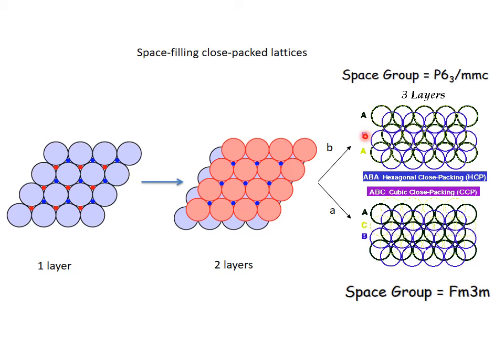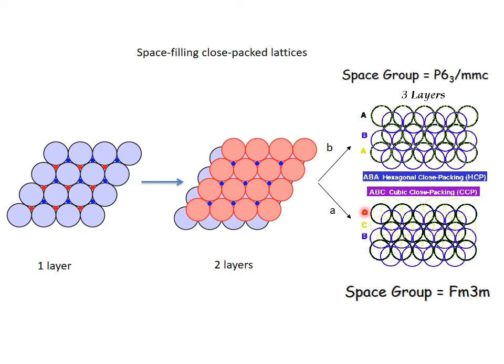The other possibility is that you place the third layer above these blue indentations here. Then the third layer is offset from the second layer and the first layer, and therefore you have an ABC stacking.